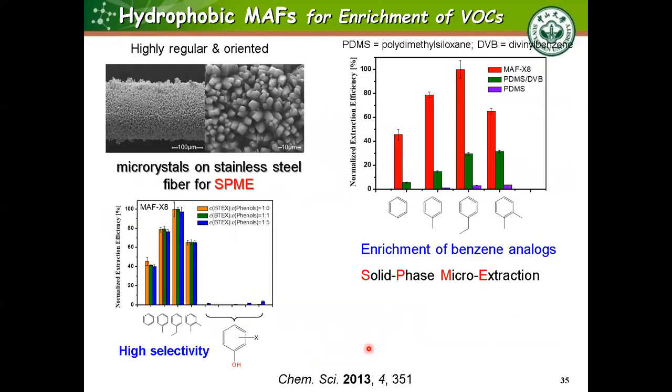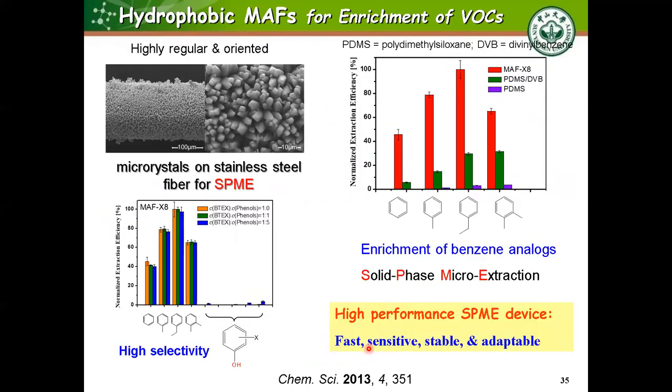As a result, MAF-X8 can be fabricated on a stainless steel fiber for high-performance solid-phase microextraction of toxic hydrophobic benzene analogs. And the device exhibits high selectivity for non-polar benzene analogs, with much better enrichment efficiency compared with the commercial organic polymers.